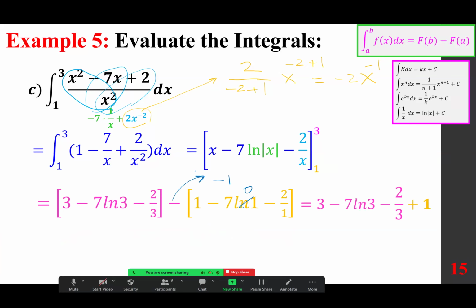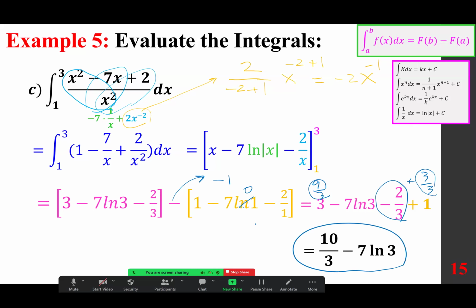Now we have 3 numbers. 3 is 9 thirds, and 1 is 3 thirds. So if I add 9 thirds and 3 thirds, 12 thirds minus 2 thirds, 10 thirds minus 7 ln 3. And this is an exact answer, everybody. And we want to keep it as exact. We should always keep it as exact in calculus.